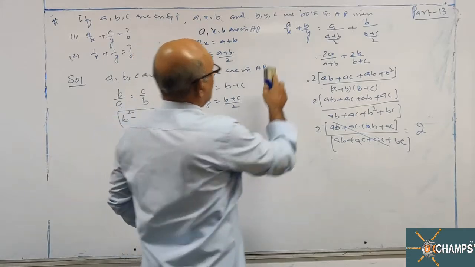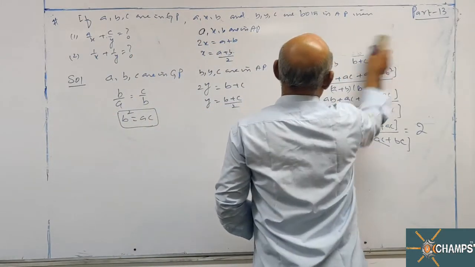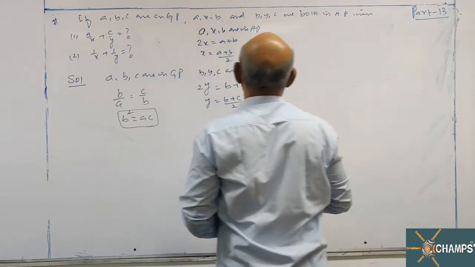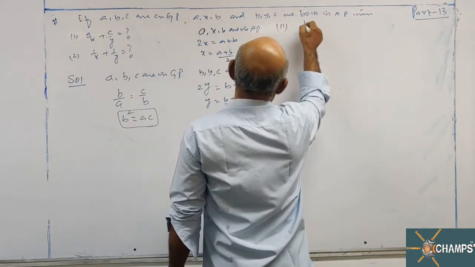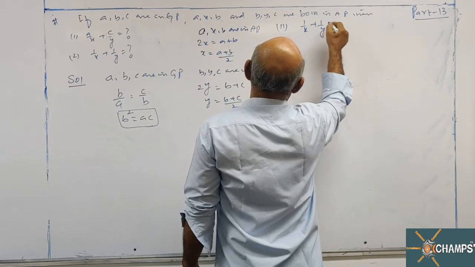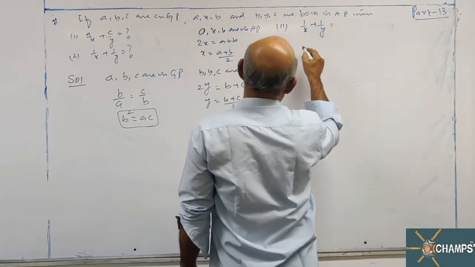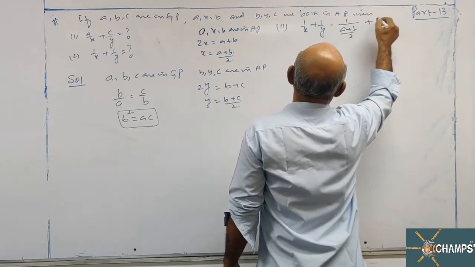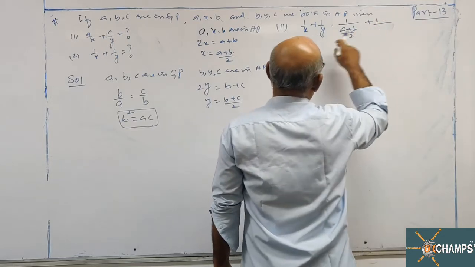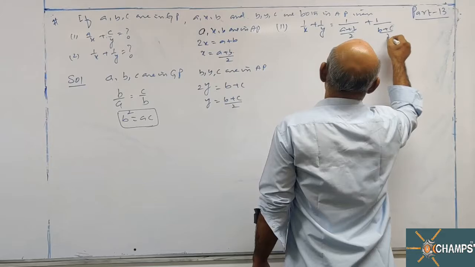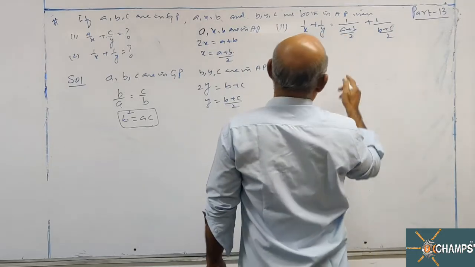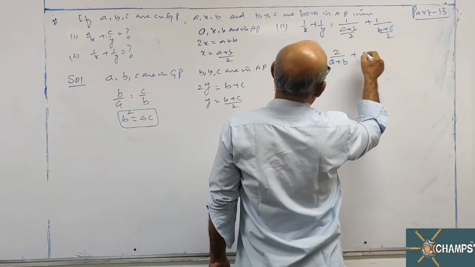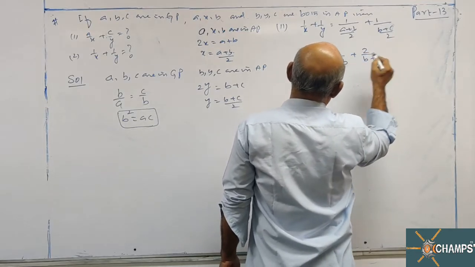See the second part of the question. 1 by X plus 1 by Y is equal to: 1 divided by (A plus B) by 2, plus 1 by (B plus C) by 2. So 2 will go to the numerator, it is 2 by (A plus B) plus 2 divided by (B plus C).